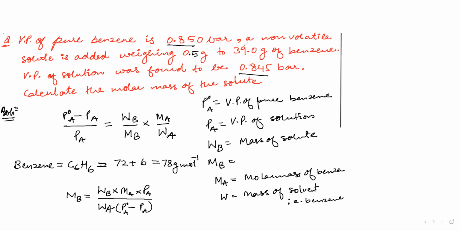If you get the answer, put the answers on chat. Just wait a second. This will be P naught A and not PA. Okay, this will be P naught A. Relative lowering of vapor pressure. This is P naught A. 4, 5, and 2.